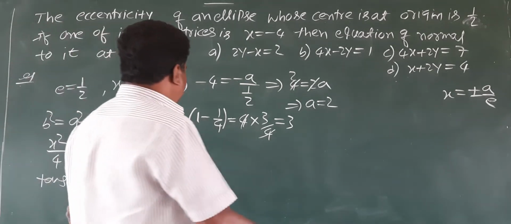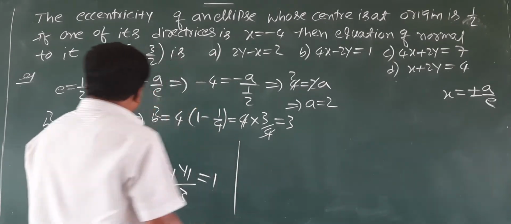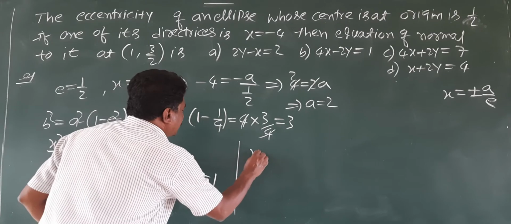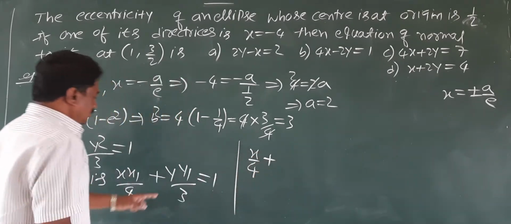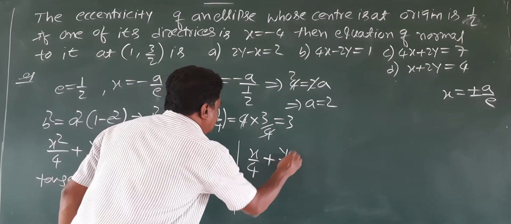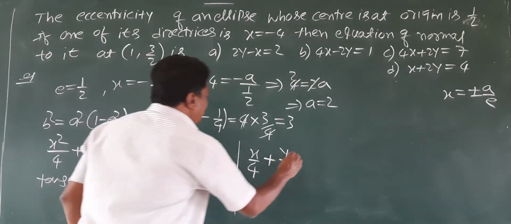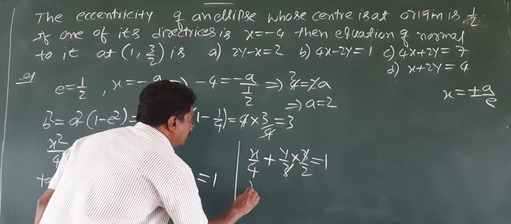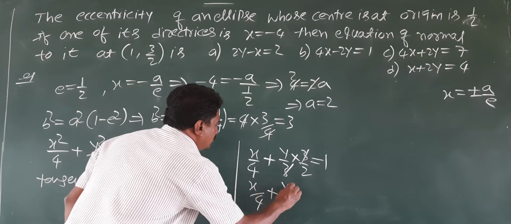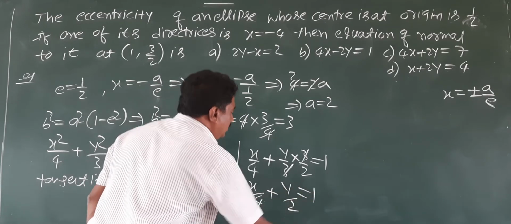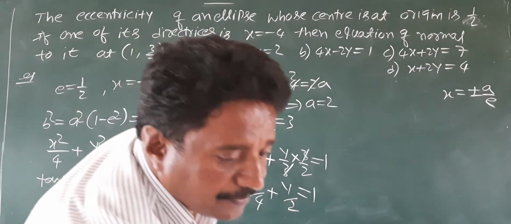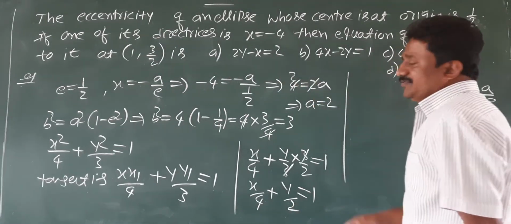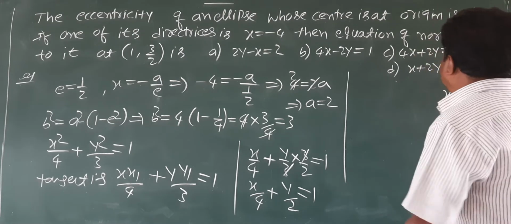So we have x1 as 1. Substitute. So how much is x1? 1. x by 4 plus y by 3 into y1, which is 3 by 2, is equal to 1. 3 cancels. x by 4 plus y by 2 is equal to 1. So now, let us find the normal's equation.